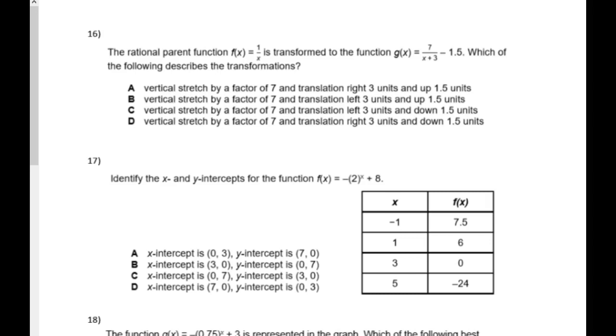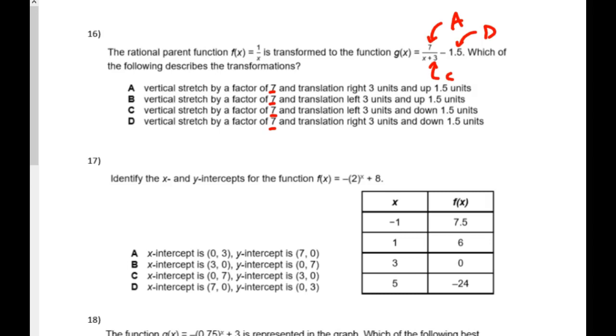Alright, so again, rational. That's my A value. It's a vertical stretch of 7. That's my C value. That means it's a shift left 3. My D value is going down 1.5. So vertical stretch by a factor of 7. We're all good here.